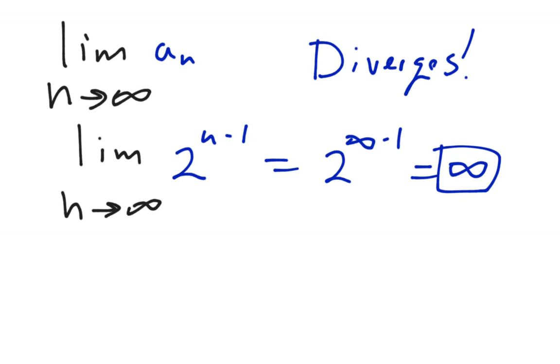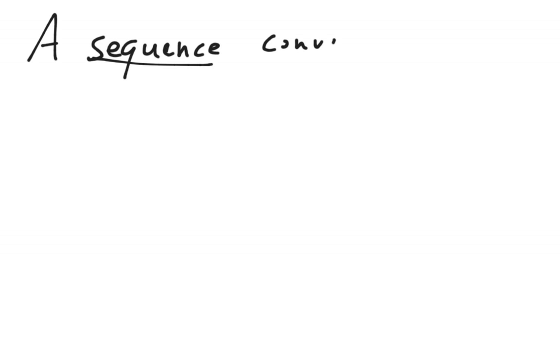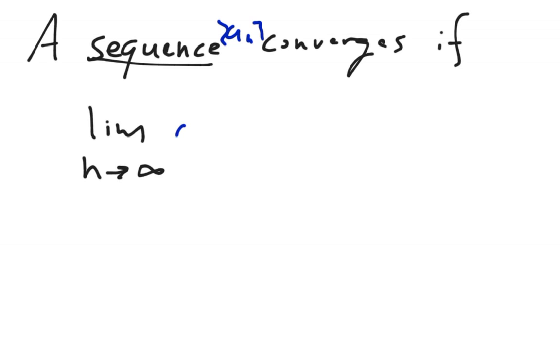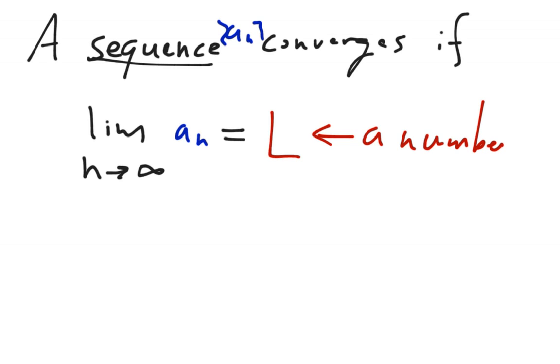Okay, pretty straightforward. Sequences and series are different. Sorry if I interchange them, I'll try to be careful with that. A sequence converges if, and let's call the sequence a sub n, the limit as n approaches infinity of a sub n is L. And L has to be a number, so not plus or minus infinity.